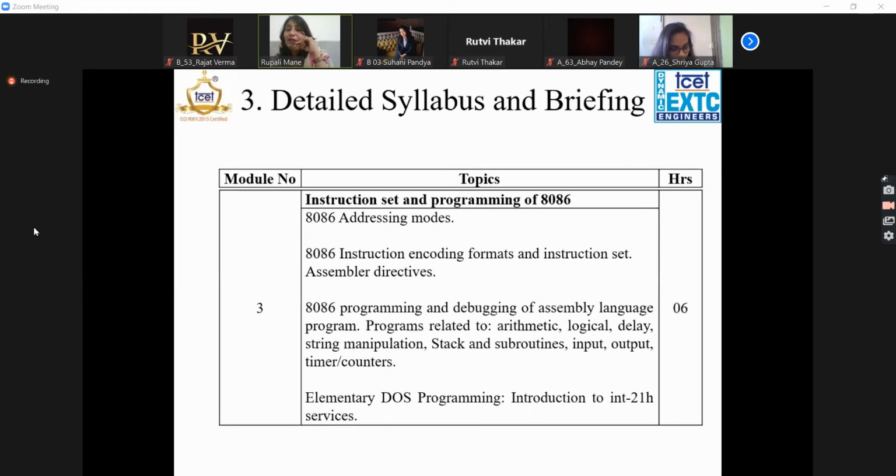So first of all, we need to understand what are the addressing modes of 8086. Then we are going to study the various instructions. पहला है data transfer instructions. Then arithmetic instructions, logical instructions, delay instructions, string manipulation, stack and subroutine instructions, input output instructions. So the entire instruction set, and then we are going to write assembly language programs for various applications. ये सब chapters का weightage ज़्यादा है. Chapter number 2, chapter number 3.